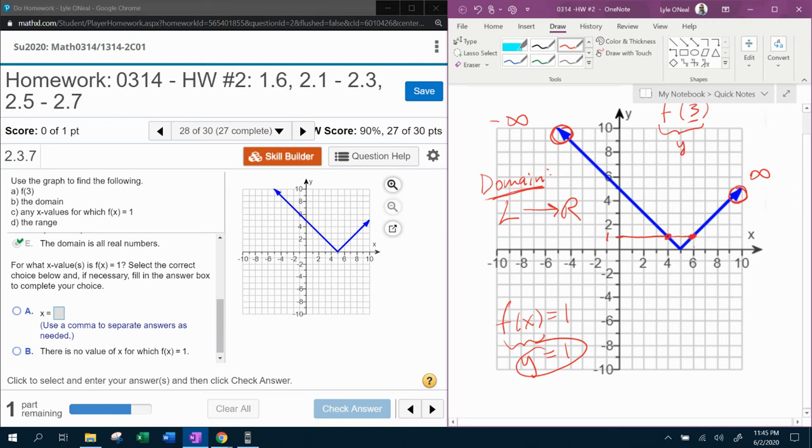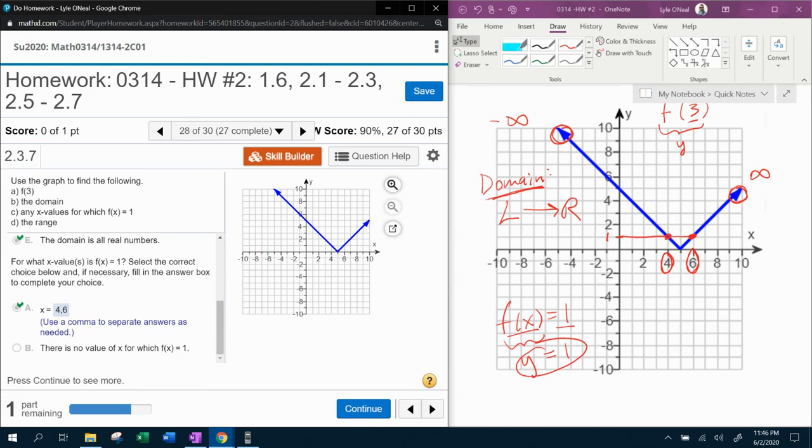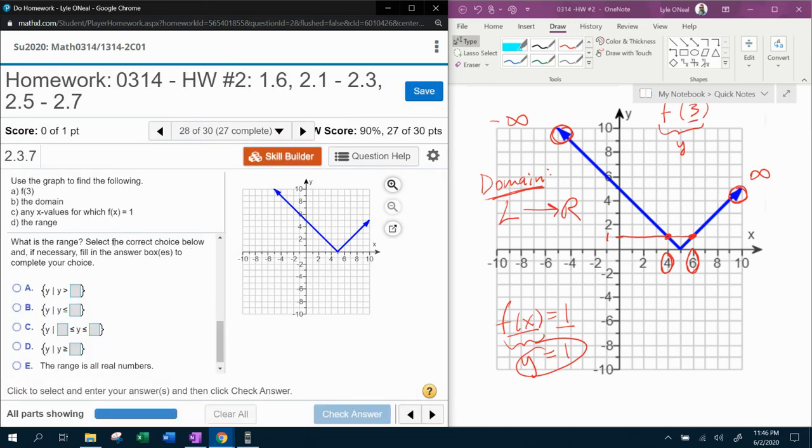Notice that we hit the graph at 2 places. So where does f of x equal 1? It's going to equal 1 when x is 4 and when x is 6. So there are actually 2 answers for that, okay? So x is 4, 6. At 4 and 6, we're at a height of 1. And then continue. And this, I think, is the last part.